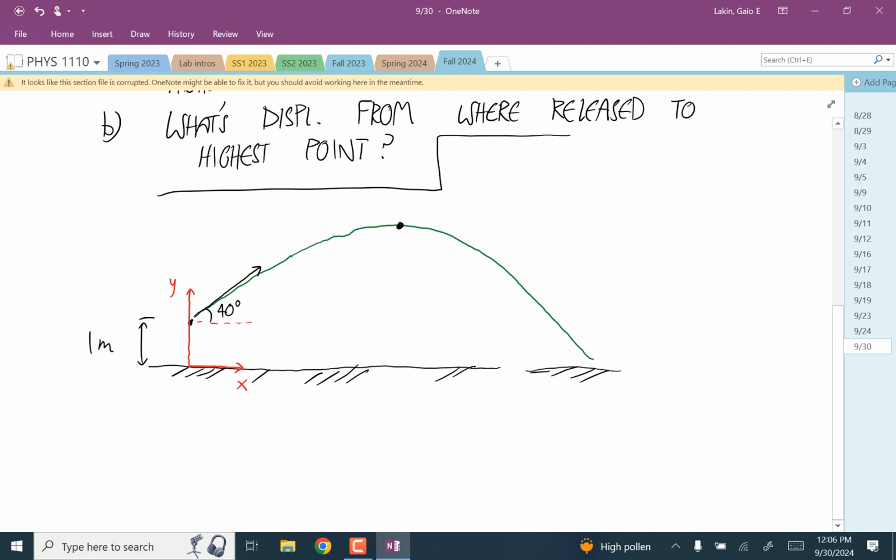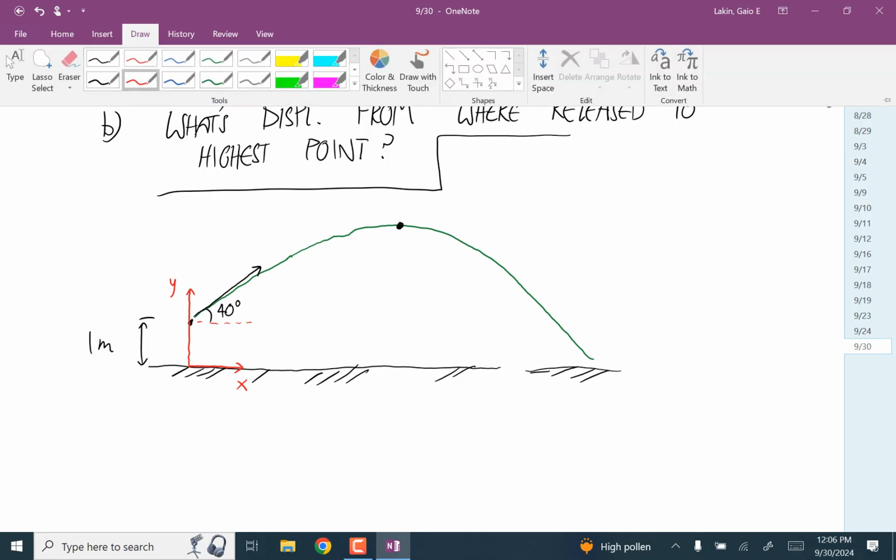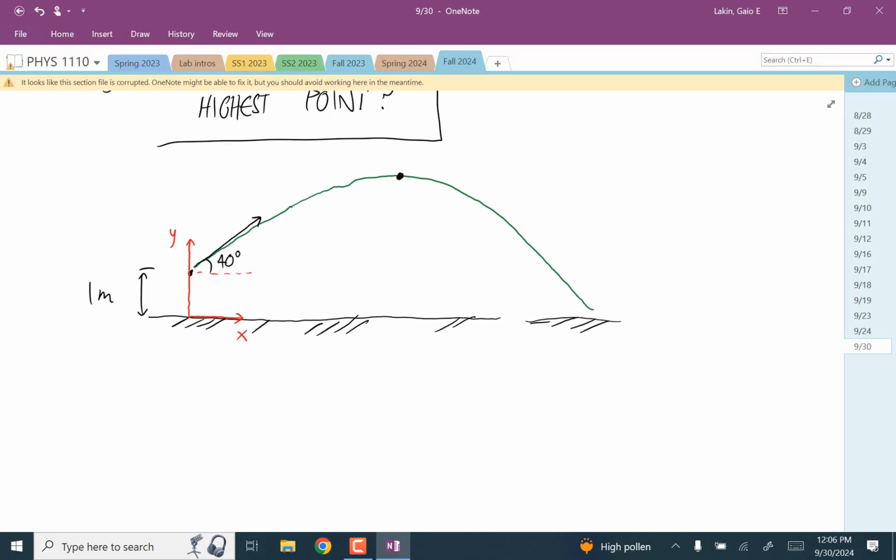So that's going to be my coordinate system. And I'm always going to put the y-axis up. And then time equals 0 is going to be the instant that it's launched. And time final is going to be the instant that it reaches its highest point.